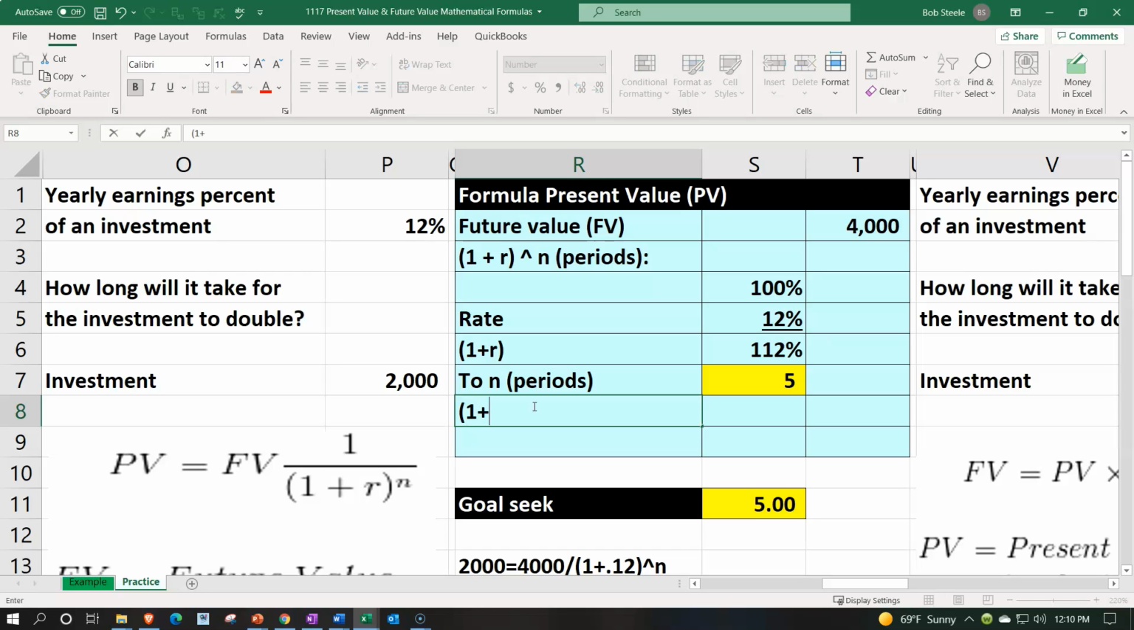But I'm going to say 1 plus the r, to the caret, Shift 6, n periods, and I'm going to put that in the outer column, and this is going to be the 1.12 to the caret, power of 5. So this is going to be equal to the 112%. The way you go to the power of is Shift 6, the caret, and then the 5. So S6 caret S7 and Enter.